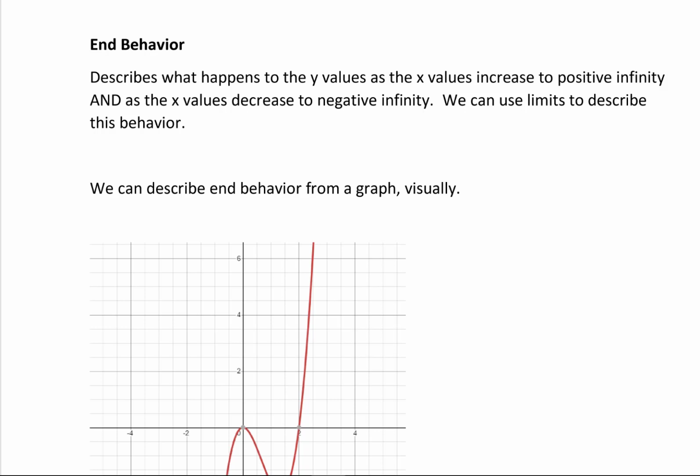End behavior. End behavior describes what happens specifically to the y values as our x values increase to positive infinity and as the x values decrease towards negative infinity. In Algebra 2, you would have learned about end behavior. We are going to answer the same questions, but this time we're going to describe end behavior in terms of limits.